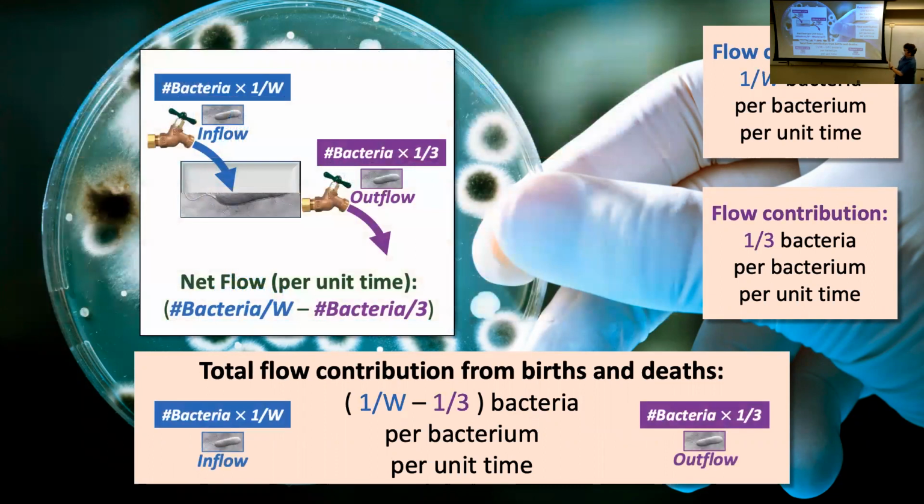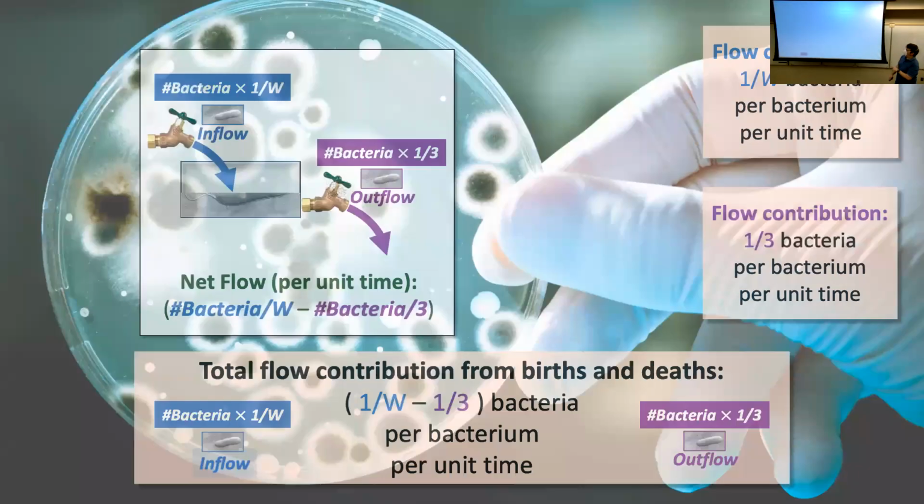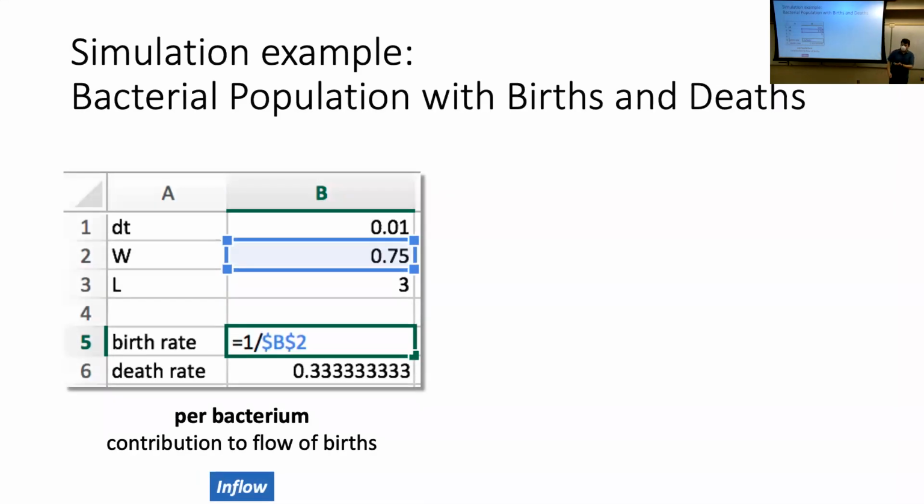And so what do those formulas look like? Getting more and more concrete, you're going to have an inflow, which is the number of bacteria in one row times 1 over W. You'll have an outflow, which is the number of bacteria in that row times 1 over 3. So then the flow for that row will be the inflows minus the outflows times the number of bacteria. And then the number of bacteria added to the next row will be this flow times dt. And that's what's going on in your spreadsheet to generate that curve. So let's see what that looks like.